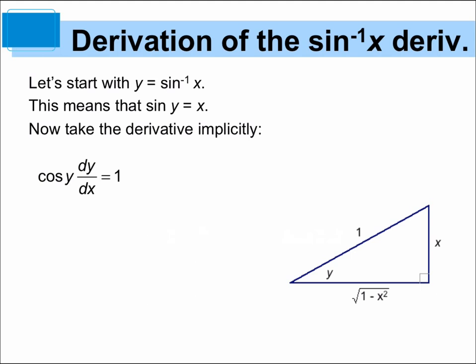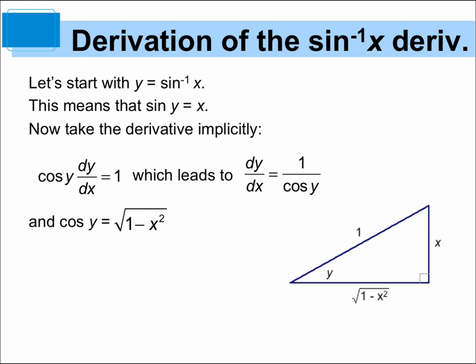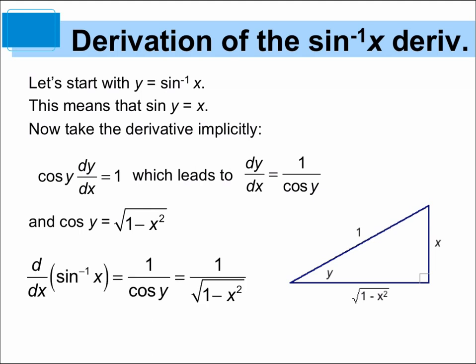So implicitly differentiate both sides. I get cosine of y, y prime, or dy dx. It doesn't matter. It's the same thing. Move the cosine of y to the other side. I get that. Which would be nice to stop there, but I don't want a y in the formula. So then I put in what the cosine of y is equal to, and that comes from the triangle. Cosine is adjacent over hypotenuse. So this becomes that. And that's where that formula came from.